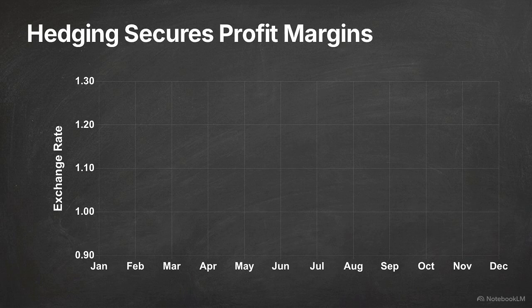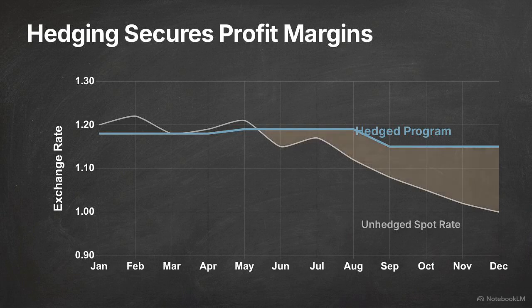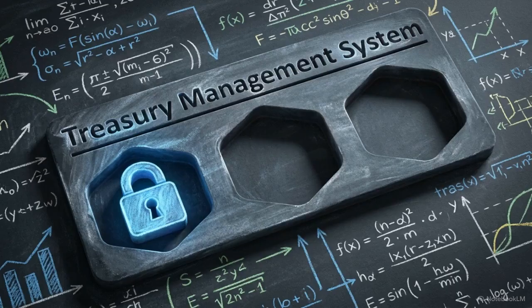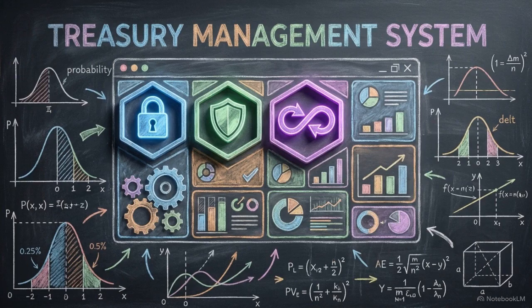A jagged line tracks the volatility of unhedged spot rates. The stable step line shows the outcome of a mature hedging program. This stabilization isolates the company's core product margins. When the underlying currency market drops, the hedged revenue remains at its forecasted level. Treasury management systems achieve this by layering specific instruments over the risk: forward contracts to lock in rates, currency options for downside protection, and cross-currency swaps for long-term debt.